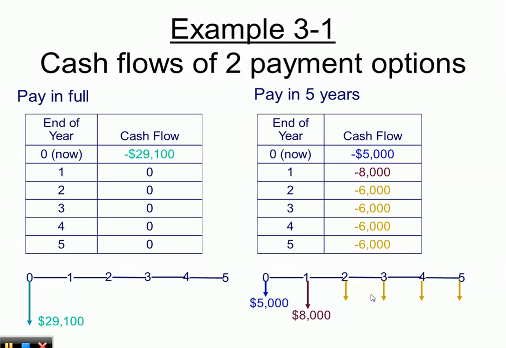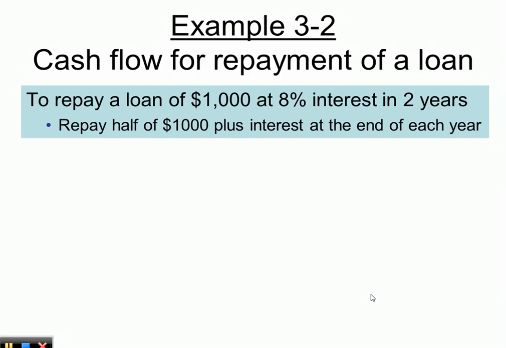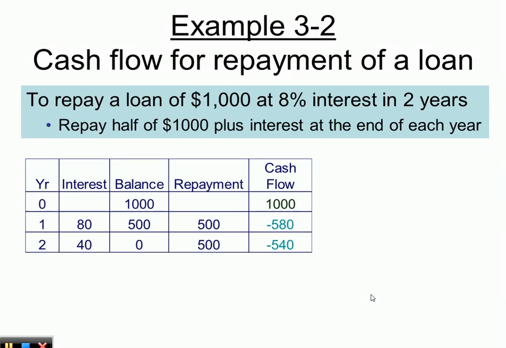These are our errors representing $6,000 that we paid. So now let's take a look at the example where we have a cash flow for a payment of a loan. To repay a loan of $1,000 at 8% interest in 2 years, we can repay half of $1,000 plus interest at the end of each year. So this is what would happen then.